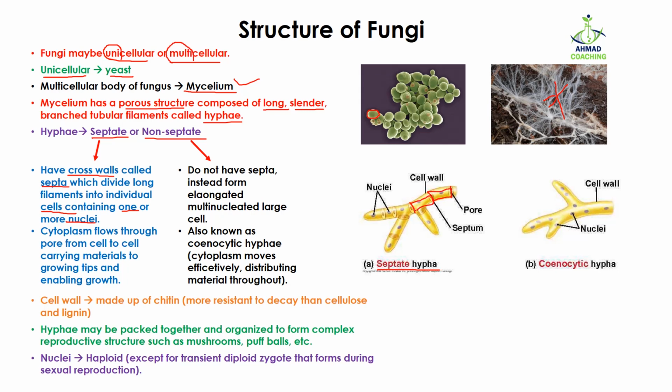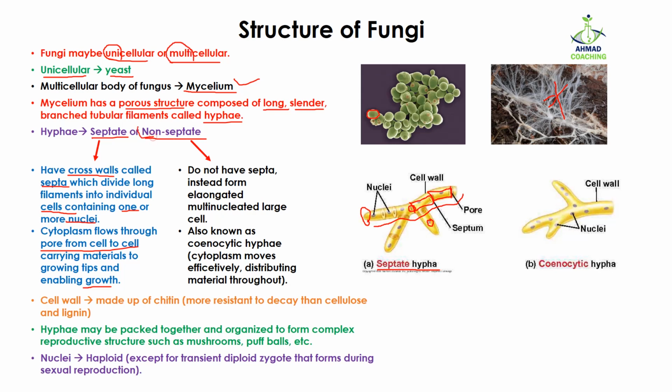And in these individual cells we can have one or more than one nucleus. The cytoplasm in the septate hyphae flows through the pores from cell to cell, carrying material to the growing tips and enabling growth. So the cytoplasm from one cell will move through the pores, these are the pores, to the other cell, and in this way the materials move from one cell to another until they reach the tip where the actively growing cells are present and help the fungi grow in size.